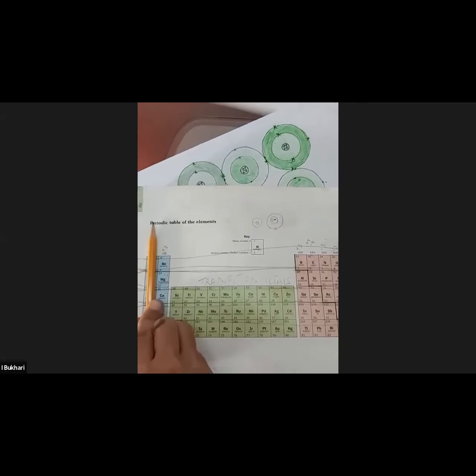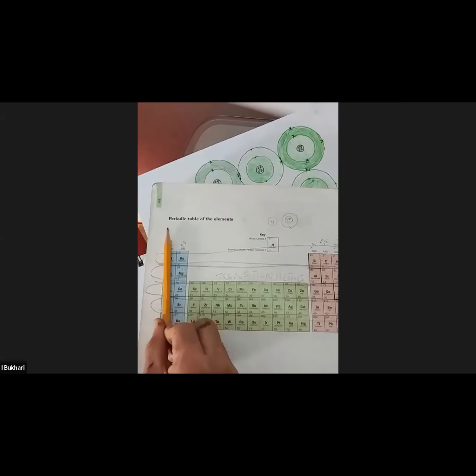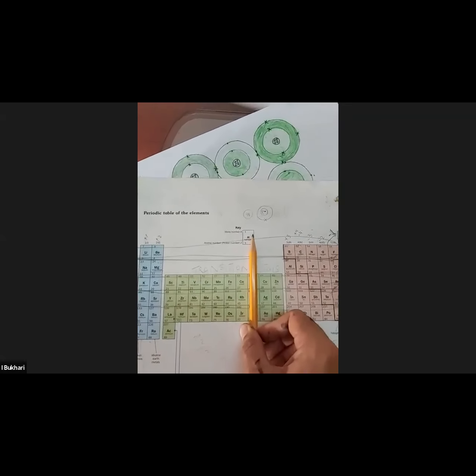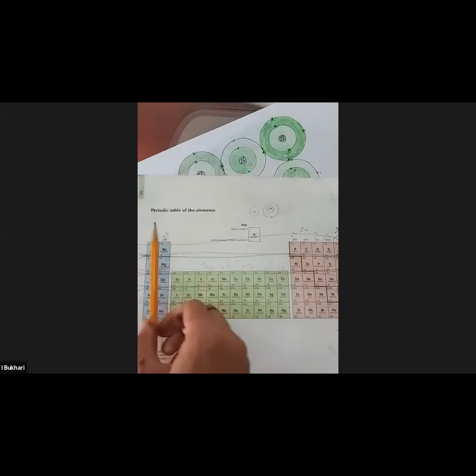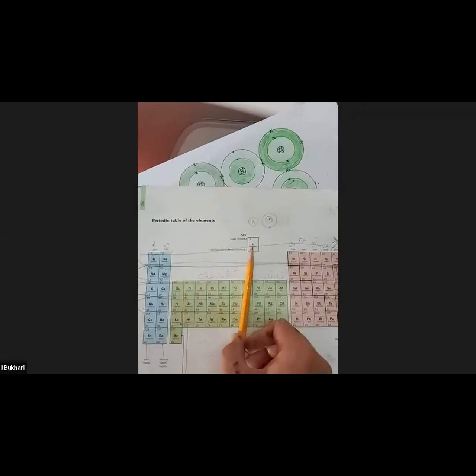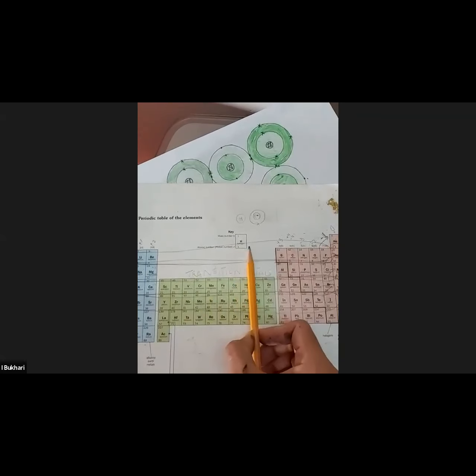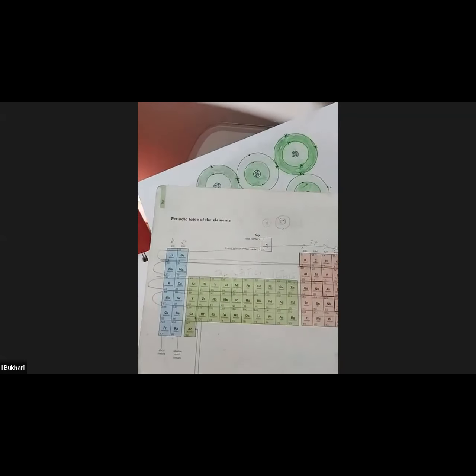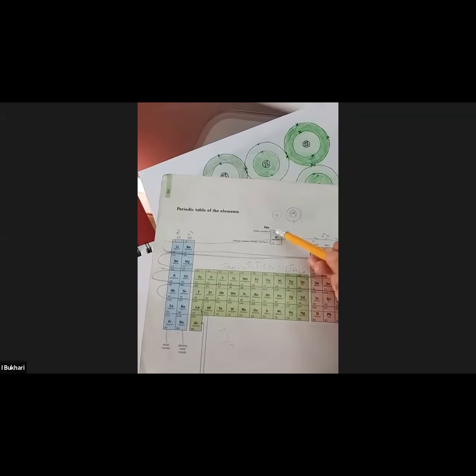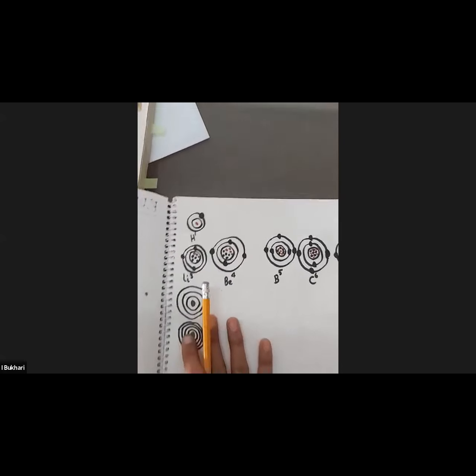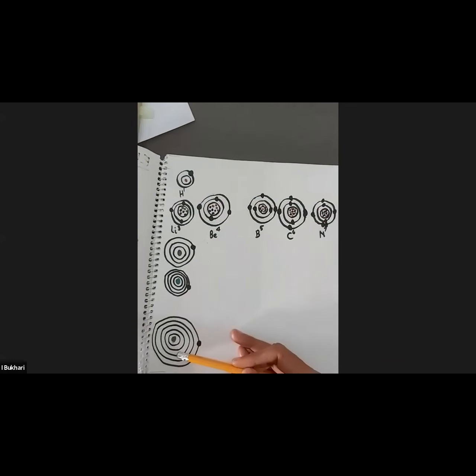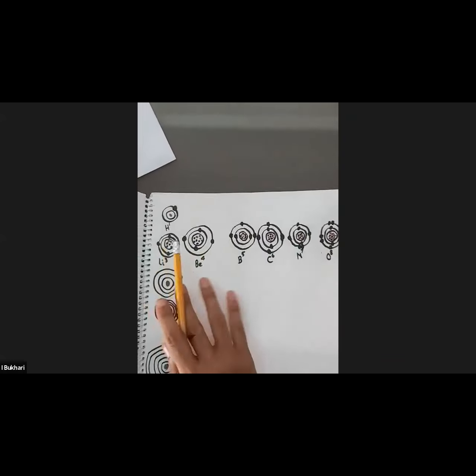But the problem is that group 1 are metals, and hydrogen is not a metal, it's a gas. So for that reason, some scientists do not include hydrogen in the first group, but they just label it or mention it separately at the top, just like this periodic table has done. But in other periodic tables, you will see that some scientists have put this in the first group, okay? But it doesn't matter. So in my explanation, I have put hydrogen in the first group, okay? And so let's go on.